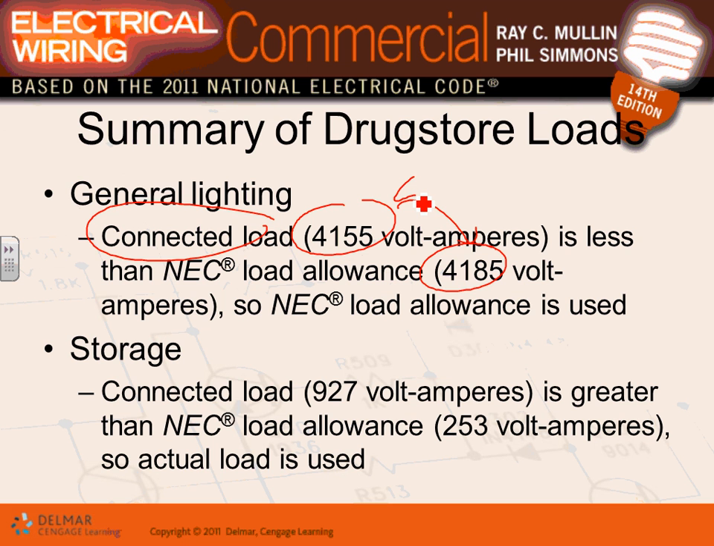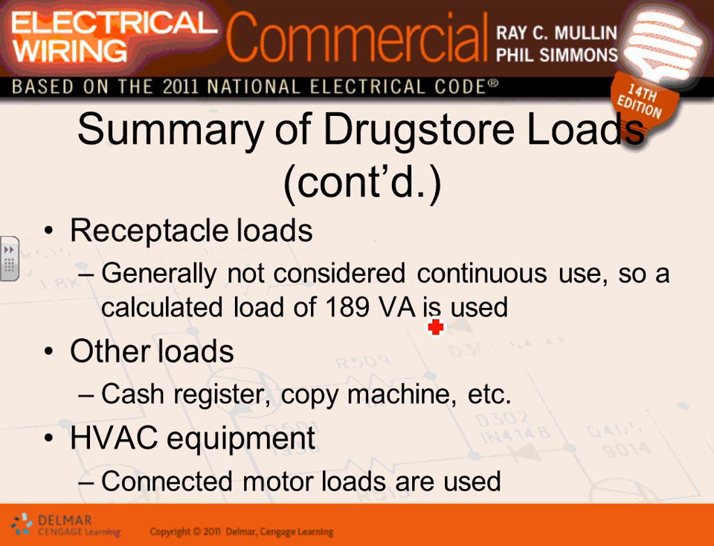Look at this. In the storage area, I have a connected of 927 and a volt amp of 250, so the connected will rule. You don't use the code, you use the connected. Now, guys, in your Excel sheet, Adam, you built this one into it. You have a value and you choose the largest of the two.